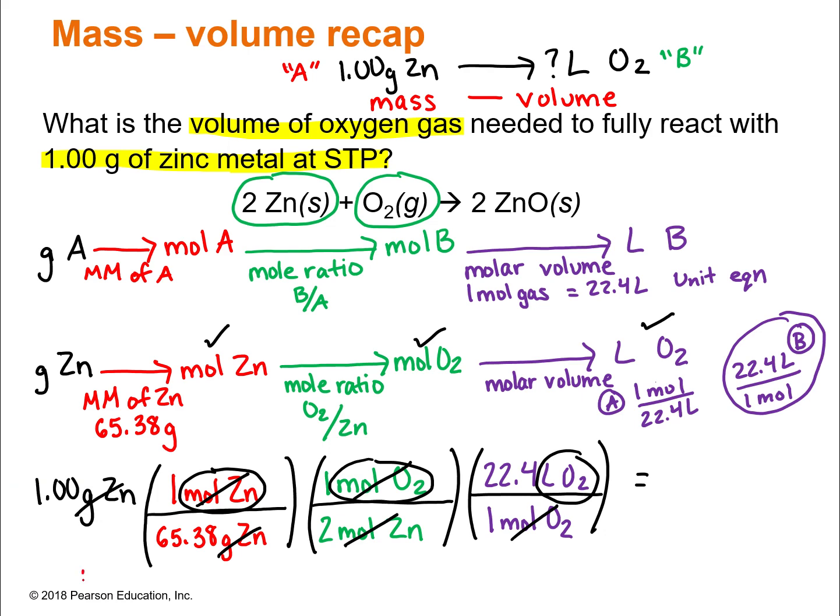In your calculator, parentheses are your friends. So that's one way to enter in all these numbers into your calculator. And when you do that, you should get 0.171 liters of oxygen gas.